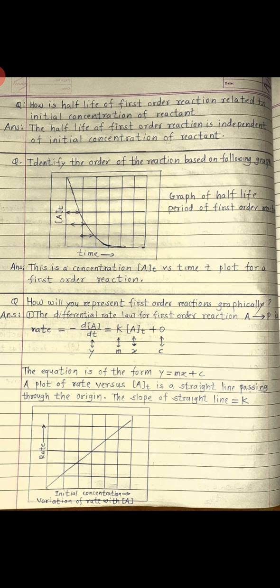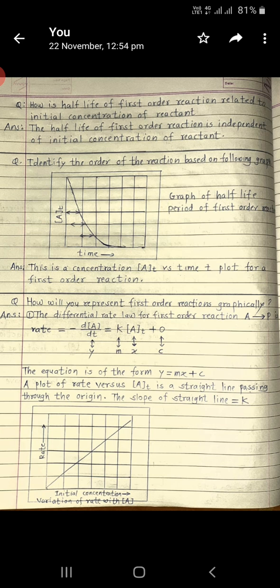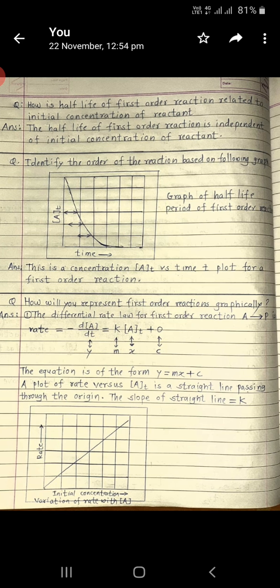Now next one, how will you represent first order reaction graphically? There are three graphical representations for the first order reaction. First one is the differential rate law for first order reaction. Consider the reaction A gives product P. For this reaction, the differential rate law is rate is equal to minus dA upon dt is equal to k into concentration of At plus 0.